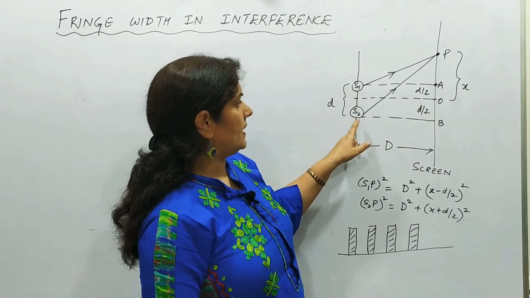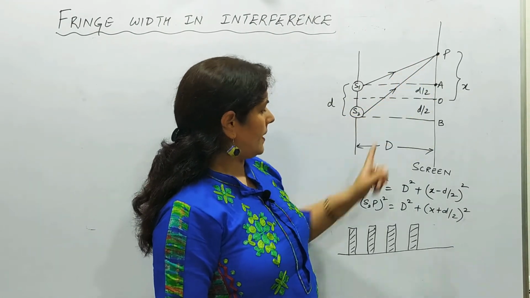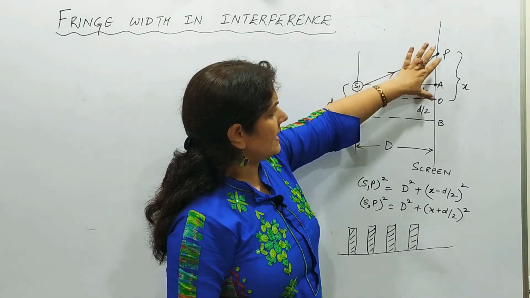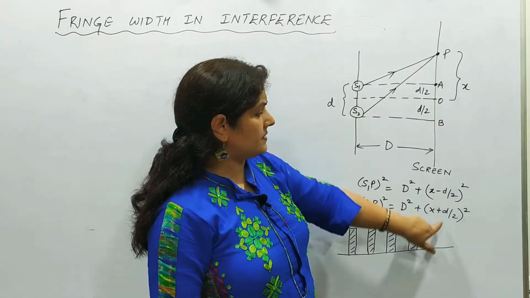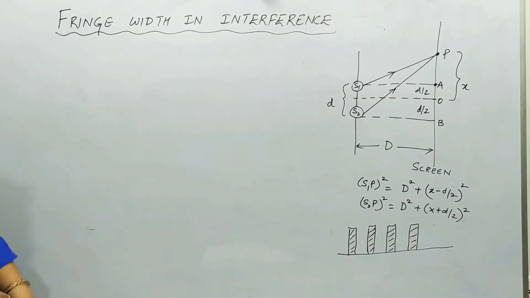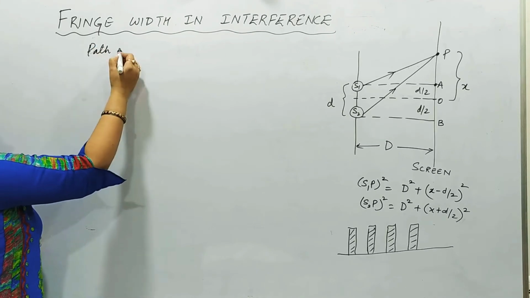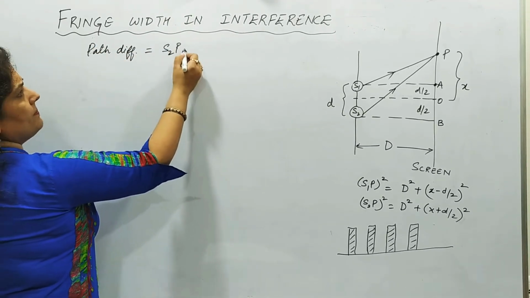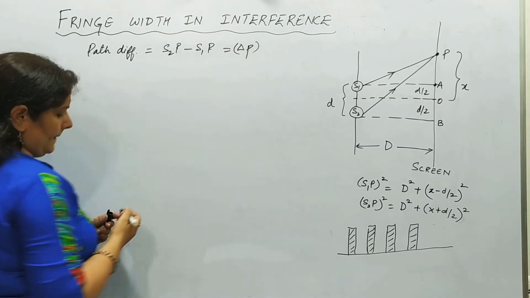Similarly, if we take triangle S2PB, the hypotenuse square will be equal to base square plus, in x, this part will be added. So this is again d by 2, and the total will be x plus d by 2 whole square. This we will be using directly in the derivation. Right? So if we find out the path difference, the path difference will be S2P minus S1P. Let us say this is delta P.